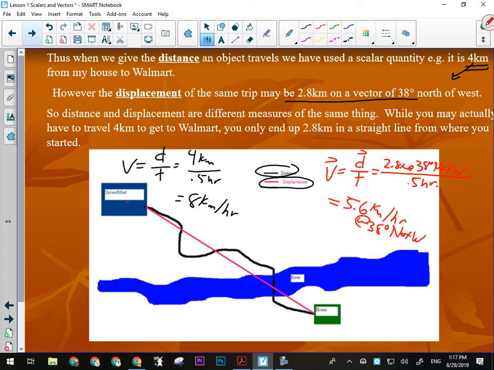What's my overall speed for the whole trip? Still 8 kilometers per hour, right? I went 8 kilometers in 1 hour. That's what it took me. So I went 8 kilometers per hour. What's my velocity now? 0. Velocity is displacement divided by time. And now I'm back at my house where my displacement is 0. So that can happen with a vector quantity. You might end up with 0 if you don't change your position.